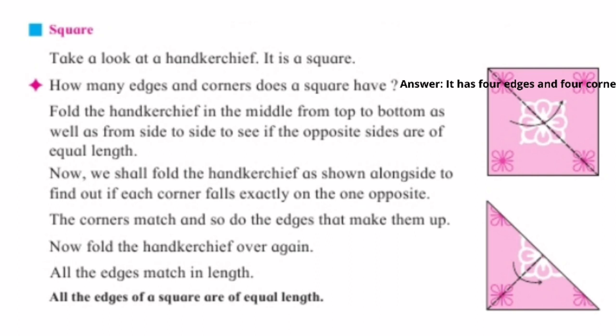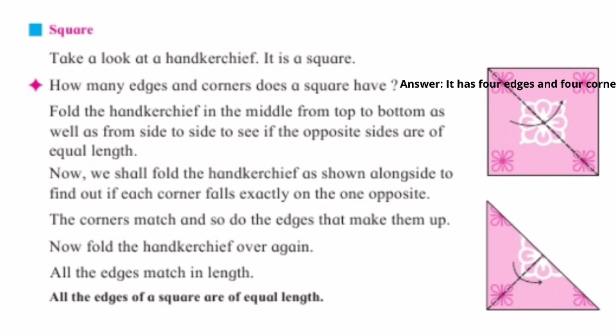Fold the handkerchief in the middle from the top to bottom as well as from side to side to see if the opposite sides are of equal length. Now we shall fold the handkerchief as shown alongside to find out if each corner falls exactly on the one opposite. The corners match. So do the edges that make them up.